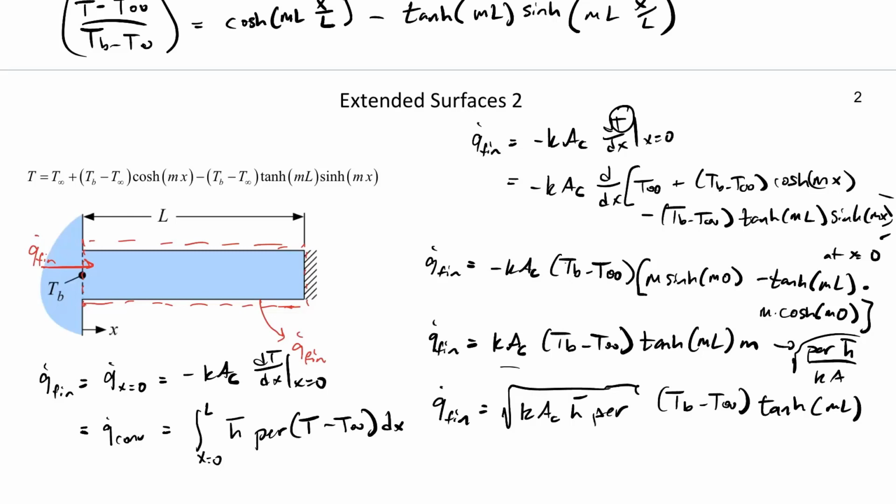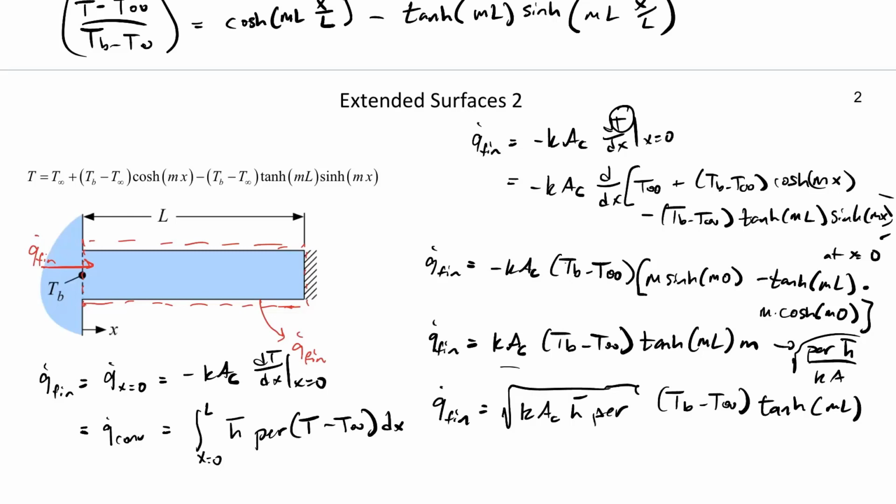A couple of things to notice. This should kind of make sense. Tanh of ml is a parameter that depends on our geometry. It helps us scale. Heat transfer should be related to the difference between the base temperature and the surroundings temperature. What else should we see? If we increase conductivity, cross-sectional area, perimeter, and the convection coefficient, all those things should positively influence q dot fin, and they do. So this solution should make sense to us.